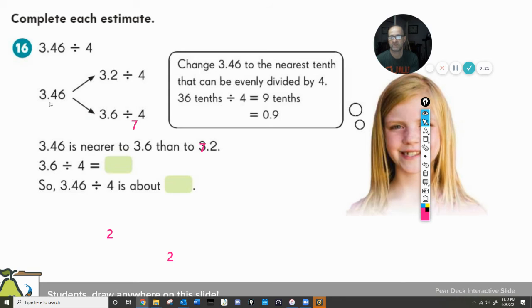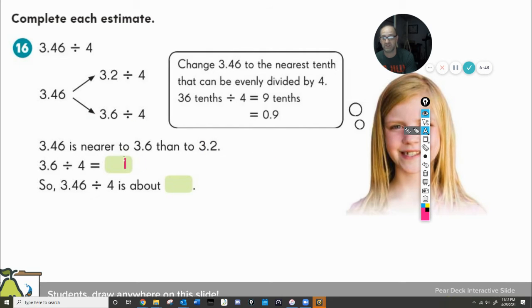All right, when you have 3 and 4/6, you don't really know, but you can do 3 and 2/10, or 32/10, or 3 and 6/10, or 36/10 divided by 4. In this case, we're going to go with 3 and 6/10, or 36/10. 36/10 divided by 4 is going to be about 0.9, so the answer will be about 0.9.